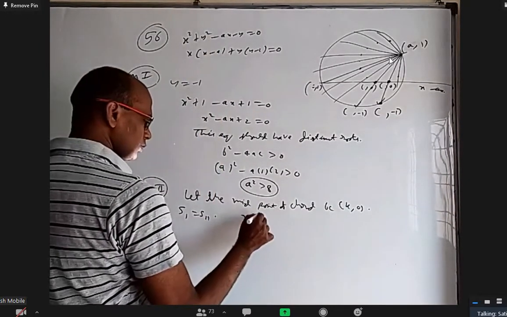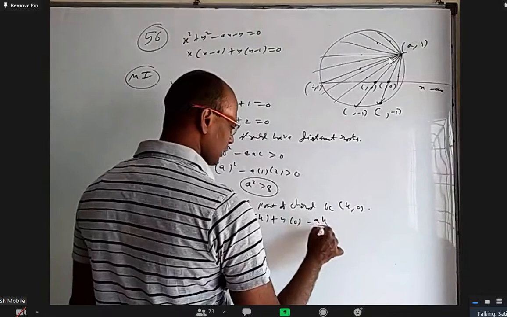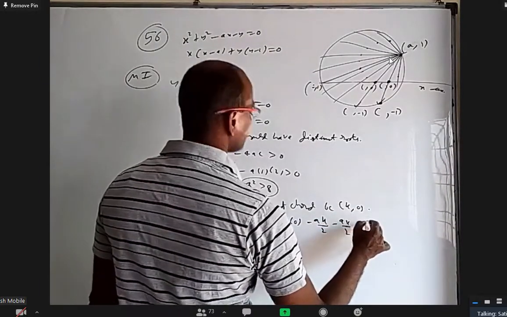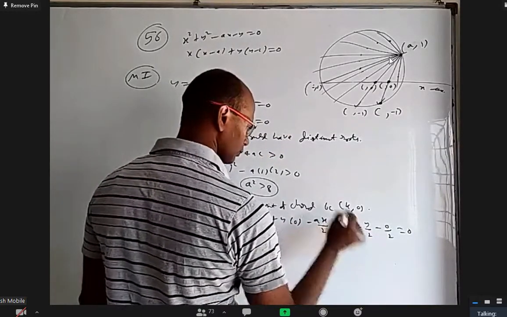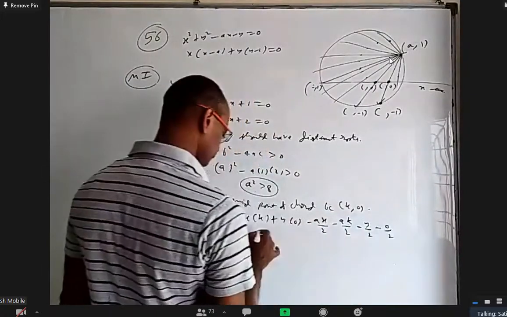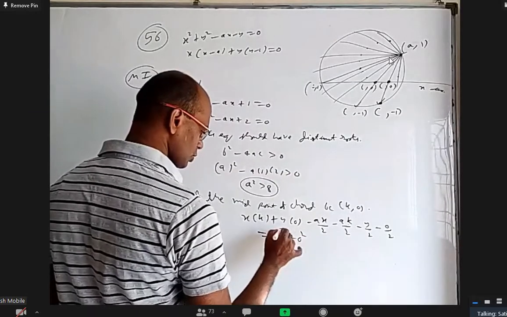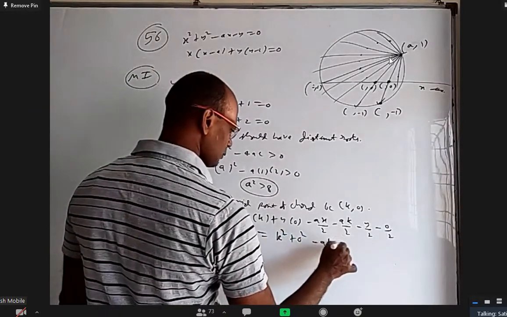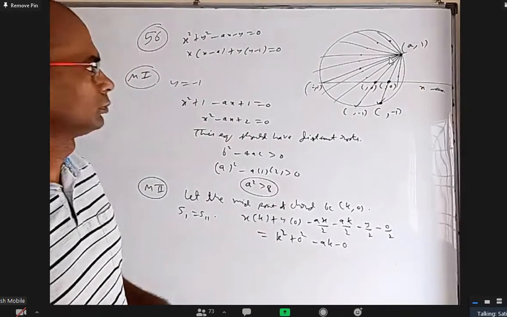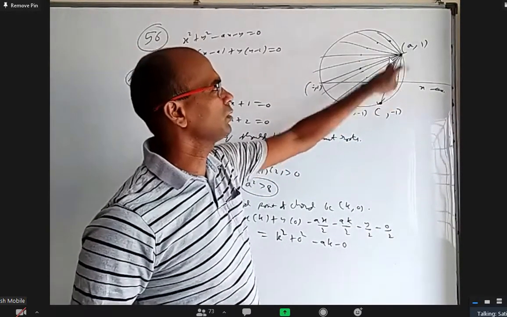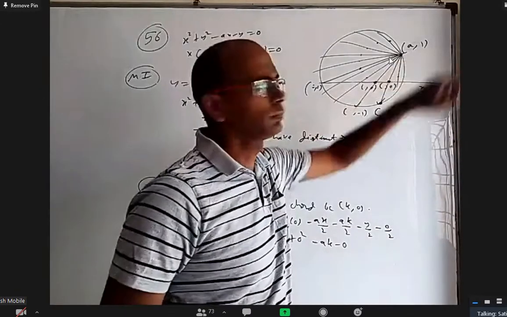S1 means x into k plus y into 0 minus ak by 2 minus ax by 2 minus y by 2 minus 0. This is S1. What about S11? Here directly put k square plus 0 square minus ak minus 0. Okay, we got a line. I took the midpoint anywhere as (k, 0). Now, what should that line do? It should pass through (a, 1).